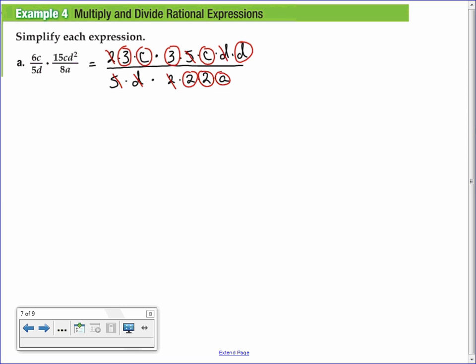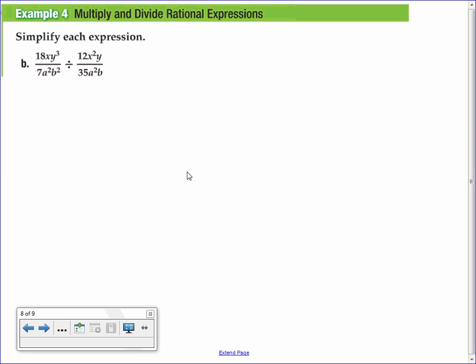Now I simply remultiply what's left over here. 3 times 3 is 9. 2c, that's c squared, and a d. There's my numerator. My denominator is 4a. Okay, that's the multiplication of an expression. Now let's take a look at a division of an expression.